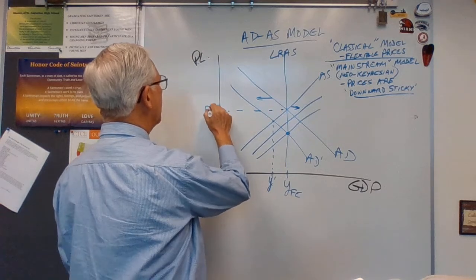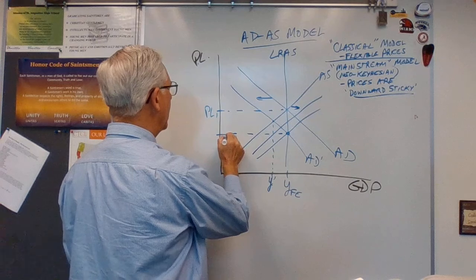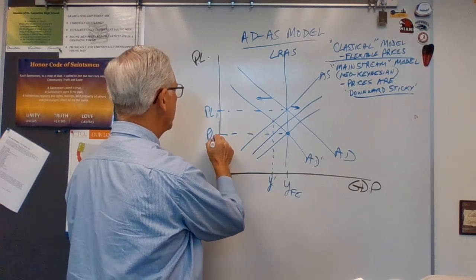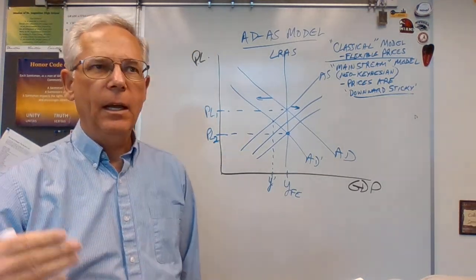So here was price level 1 when we began before the recession. And here is price level 2 after the recession, when prices have dropped and we get back to full employment.